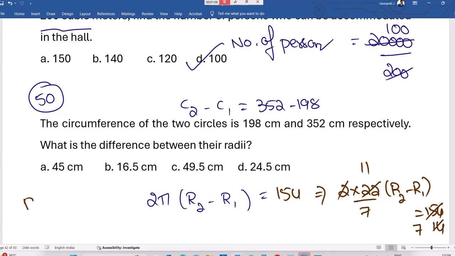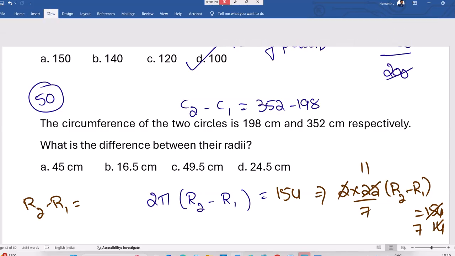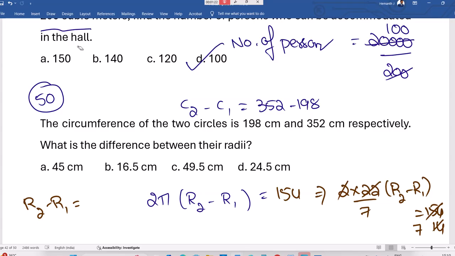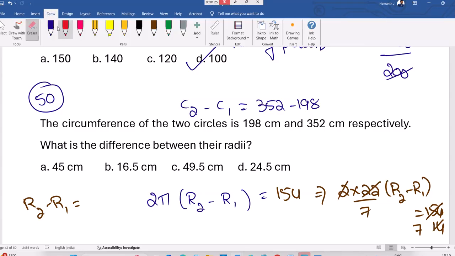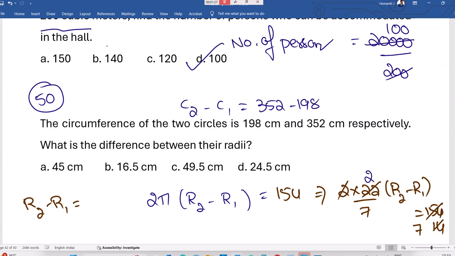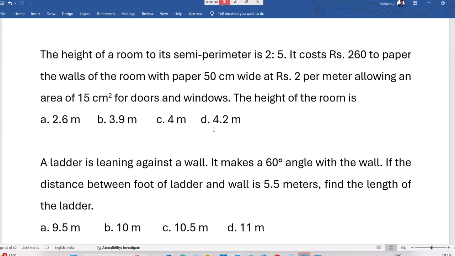So R2 minus R1 will be 2 pi R. Here they given 2 pi R is 154. 11 2 times, 11 14 times. Here instead of 2 I will put 11. This will be 2. Okay. Then 49 divided by 2 which is 24.5. Option D, 24.5 centimeters. Next question.